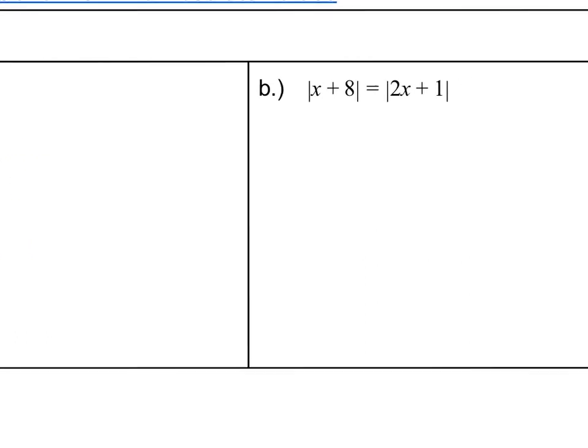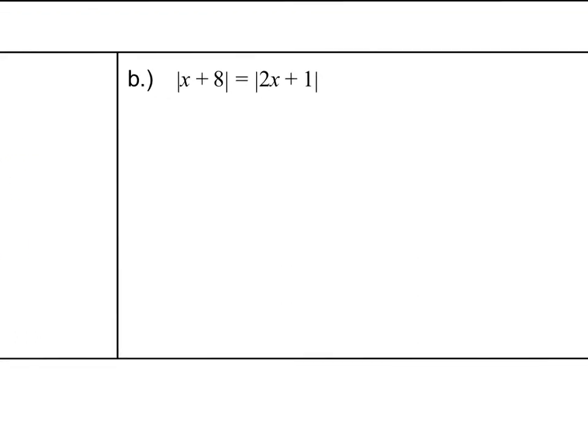Let's try another one of those. This one gets a little bit more complicated because now I don't just have an x on this side. I actually have a full-on expression. So I'm still going to start by breaking this up and making two new equations. My first equation, everything stays the same, except the absolute values are gone. X plus 8 equals 2x plus 1.